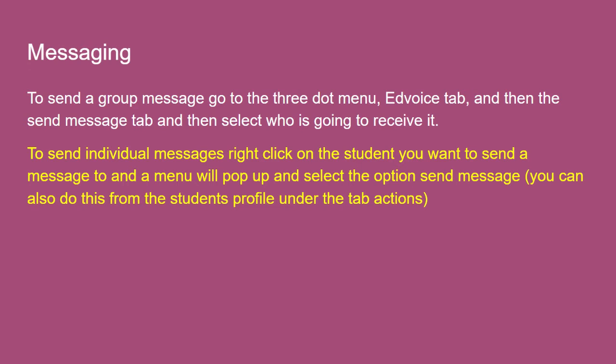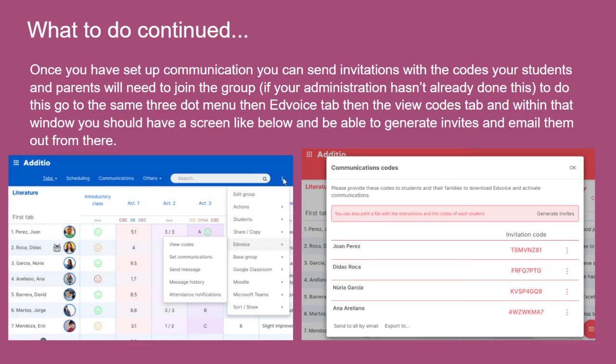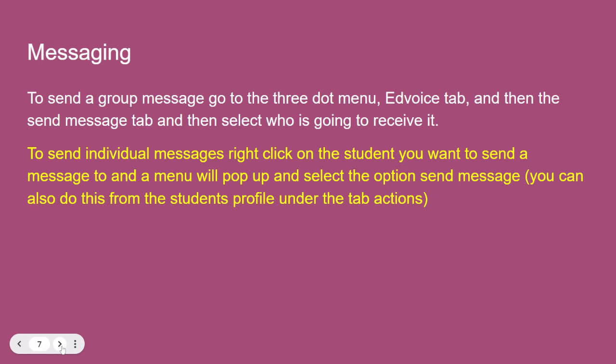And through Edvoice, you are able to message your parents and your students and everything. To send a whole group message, you will go back to the 3 dots menu right here. You'll go down to Edvoice, and then you'll go down to send message. Once you do that, there will be a window that will pop up, and you'll be able to choose who is going to receive that, whether it's your students, your families, or both of them.